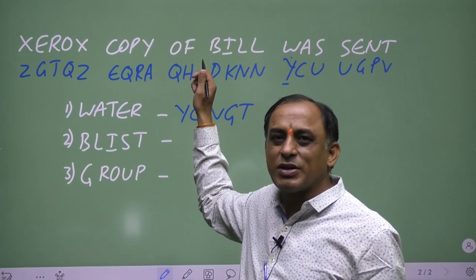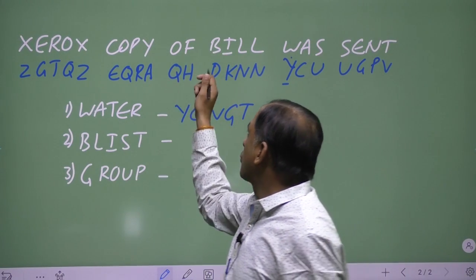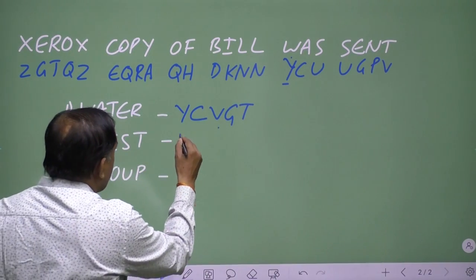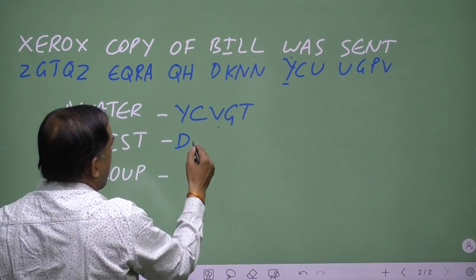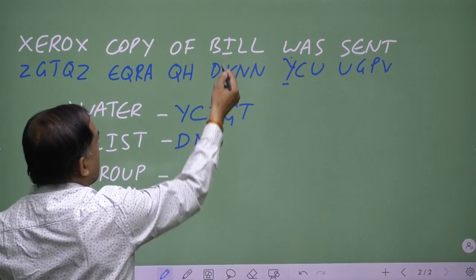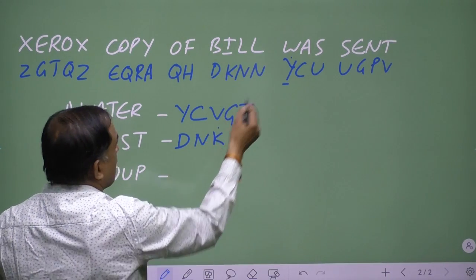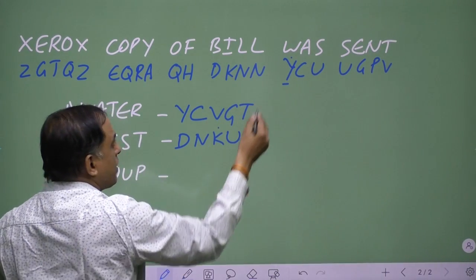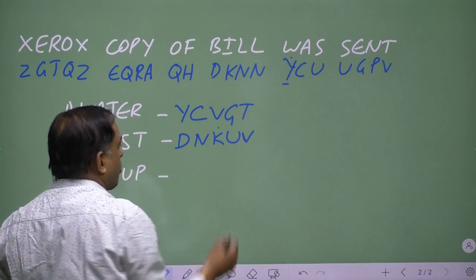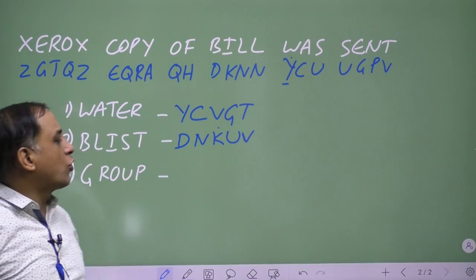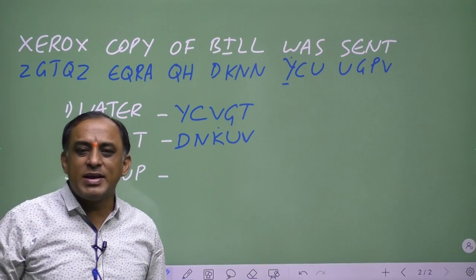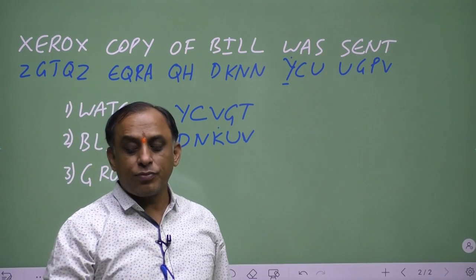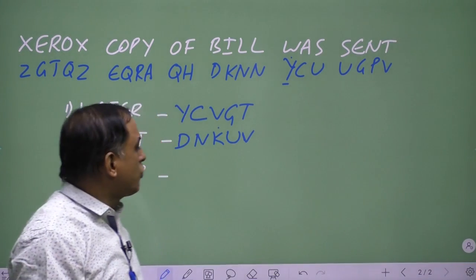So B is coded as D. L is coded as N. I is coded as K. S in the sentence is here; S is coded as U. And T is coded as V. So water bleached is coded as DNKUV. Then what is the next word?